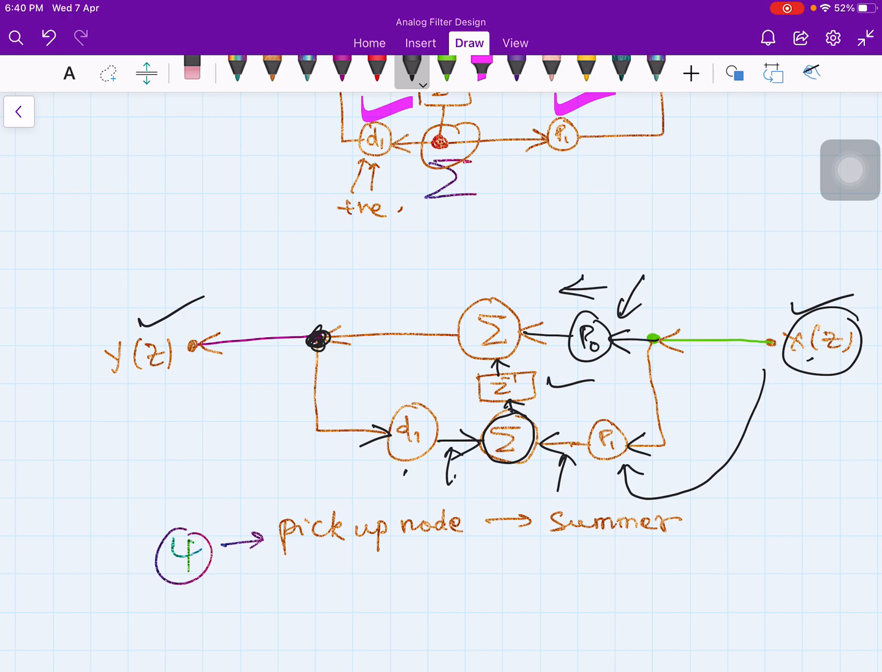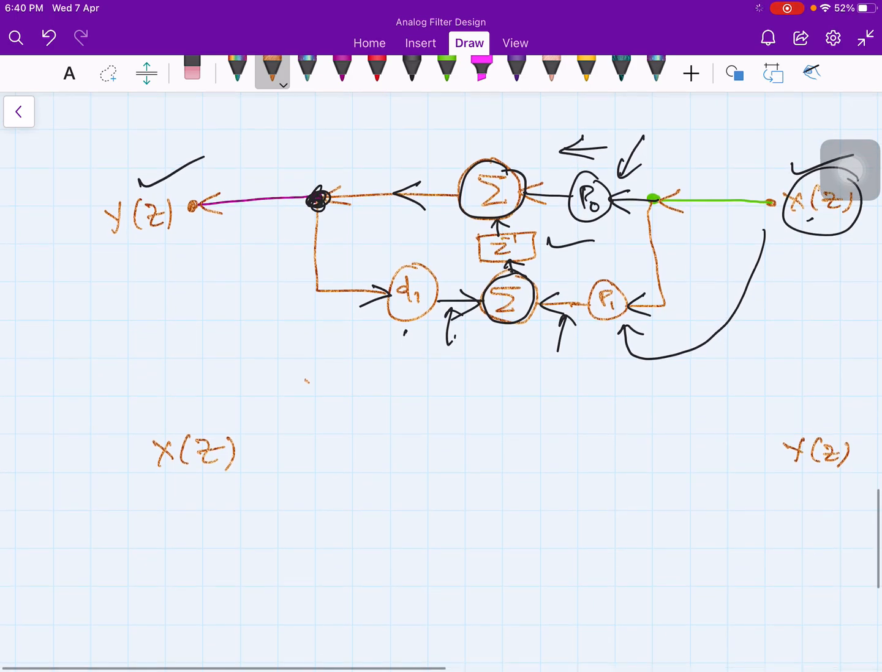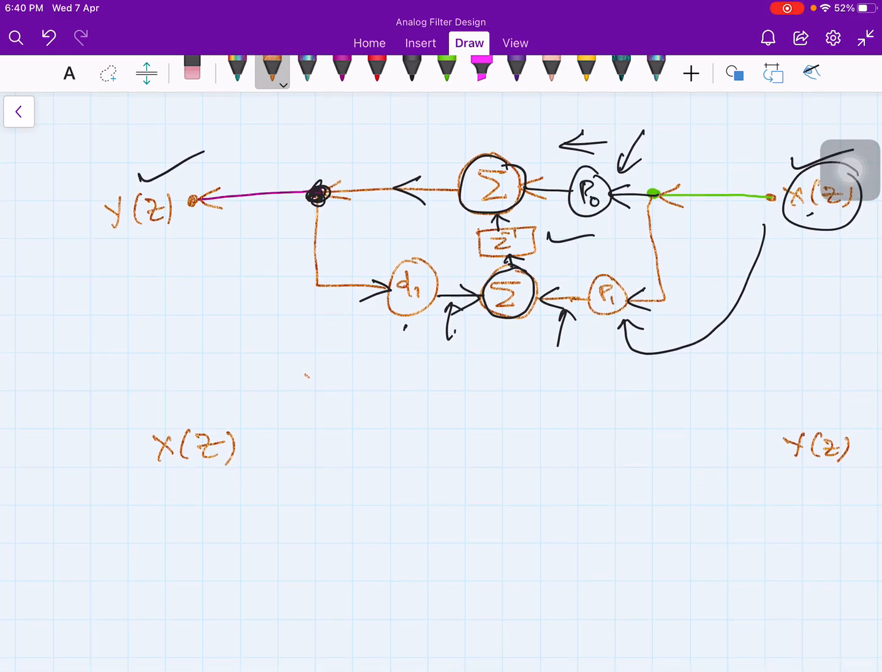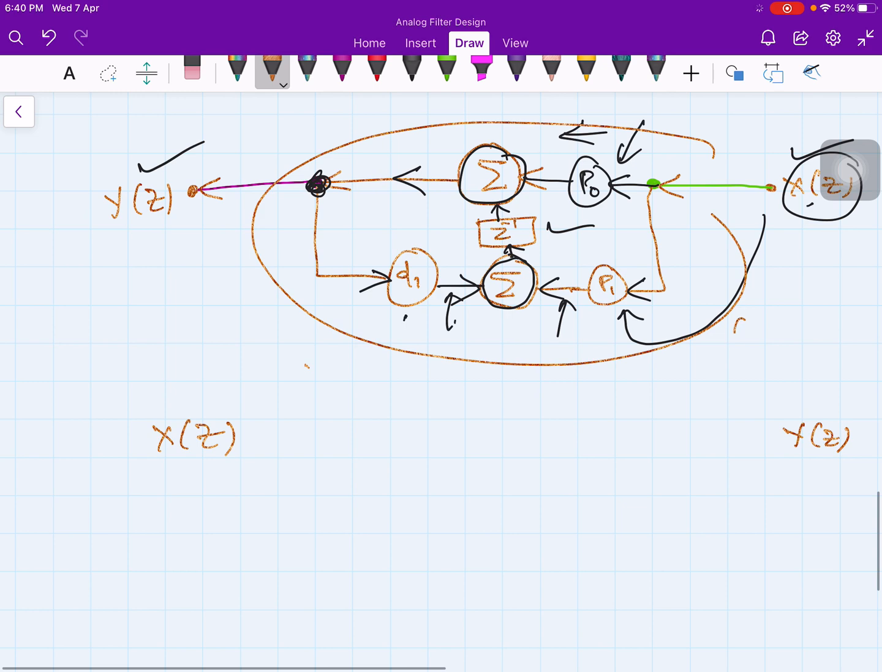So z inverse goes from the summer, then naturally we have a summer here. It comes like this. Now one more point I would like to mention here. Conventionally, when we draw the diagram, we always put X(z) on the left hand side and Y(z) on the right hand side. Output on the right hand side and input on the left hand side. So if I flip this diagram, this structure, then it looks like this.